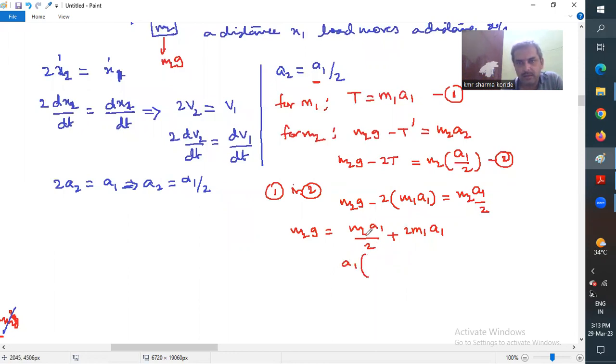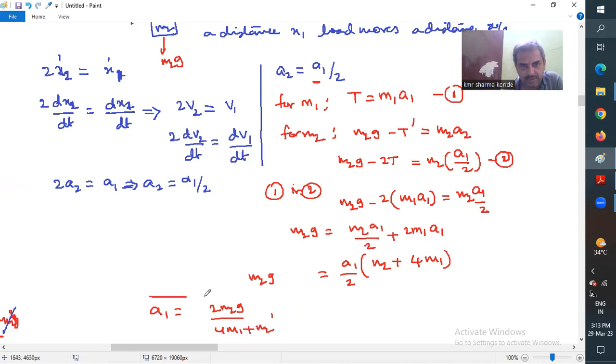Then this is m2 plus 4m1. After taking LCM, 4m1 whole divided by 2 is equal to m2g. So now acceleration a1 will be a1 is equal to 2m2g divided by 4m1 plus m2. So this is acceleration a1.